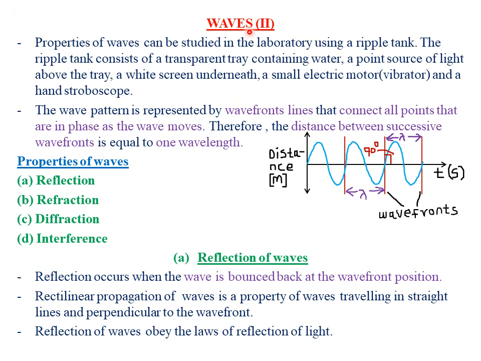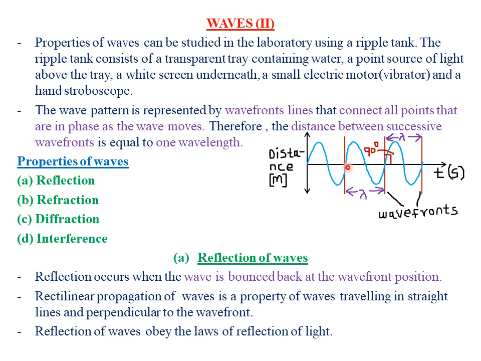Under this particular topic, that is waves 2, we'll be representing waves by wavefront lines. You can see in this diagram, if this is our transverse wave which is moving towards the right hand direction as shown, we have the wavefronts. These lines, which are perpendicular to the direction of motion of the waves, are what we call the wavefronts. This is our first wavefront, we have our second wavefront, we have our third wavefront. You can see that the wavefront occurs at points where any 2 points are in phase. We have said that wavefronts usually connect all points that are in phase as the wave moves.